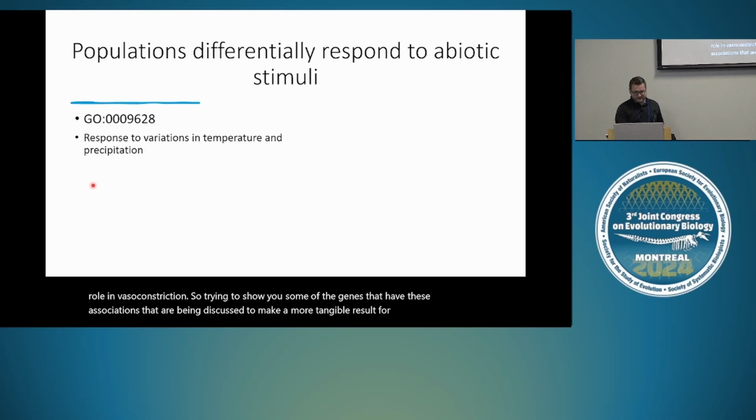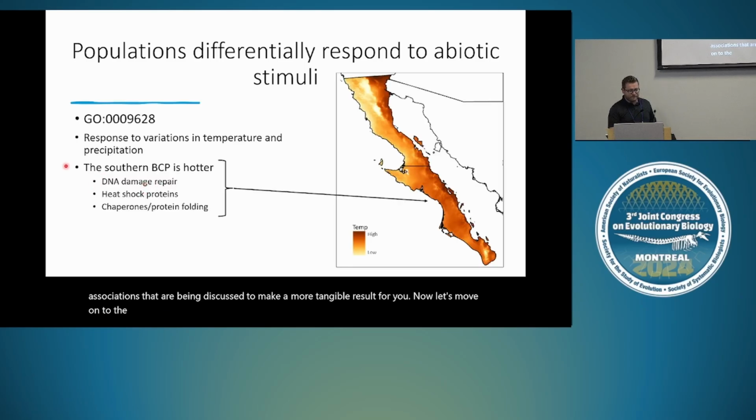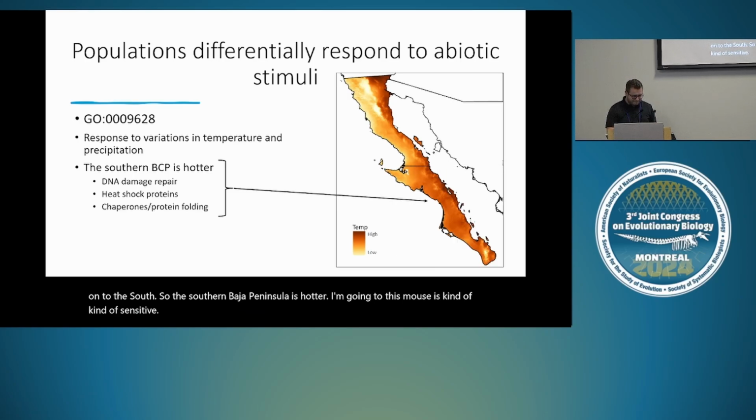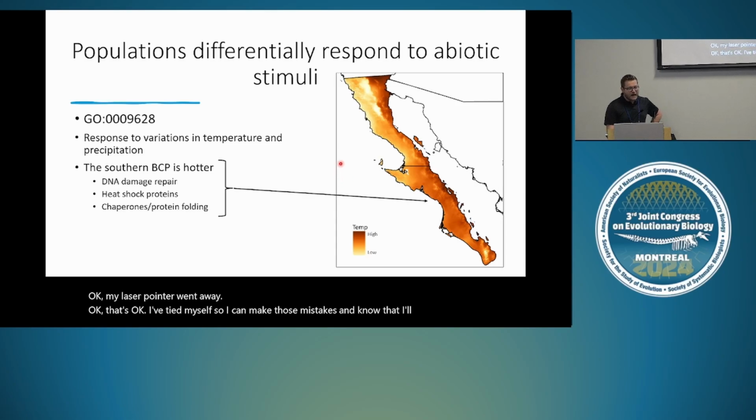Now let's move on to the south. So the southern Baja Peninsula is hotter. This mouse is kind of sensitive. Okay, my laser pointer went away. That's okay. I've timed myself so I can make those mistakes and know that I'll hit the 12 minutes.